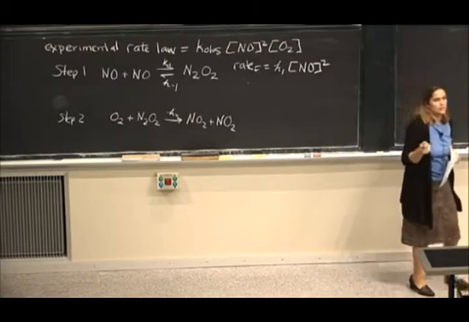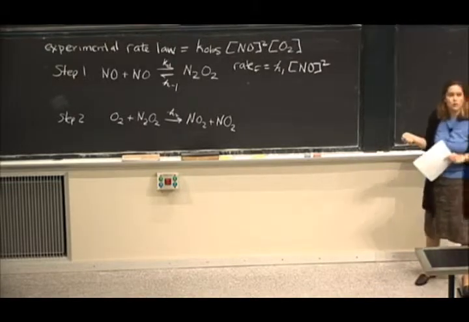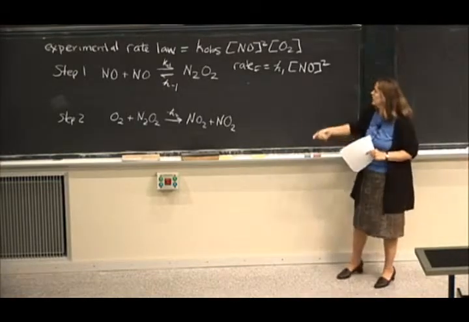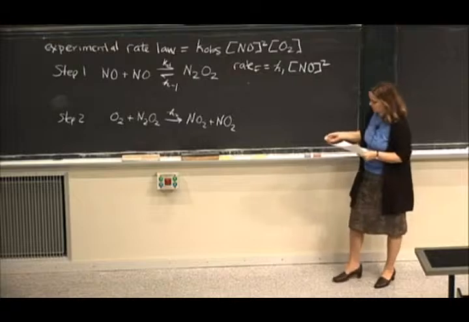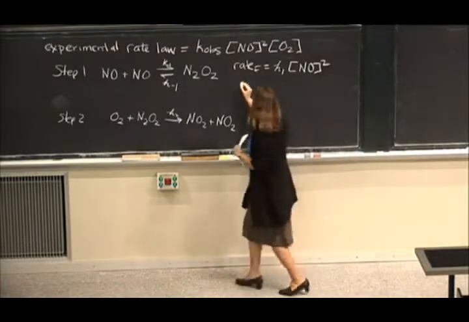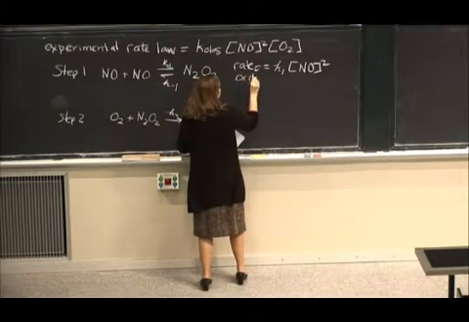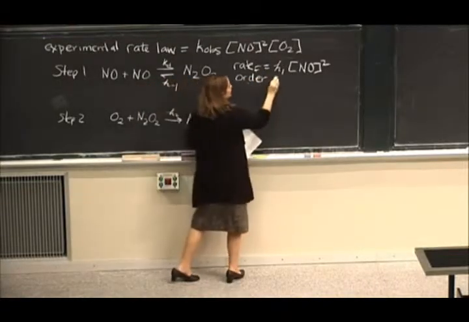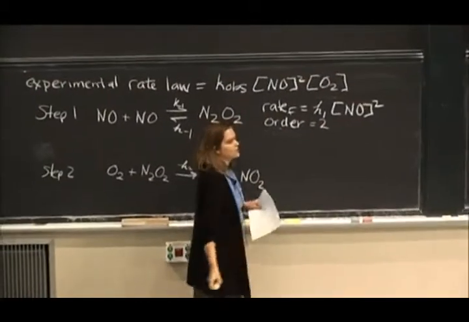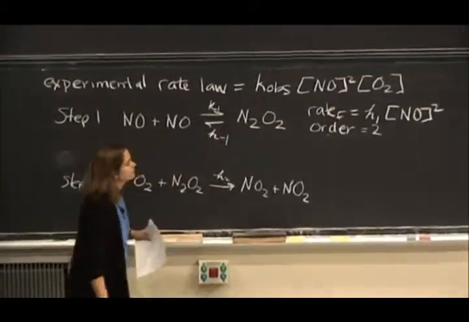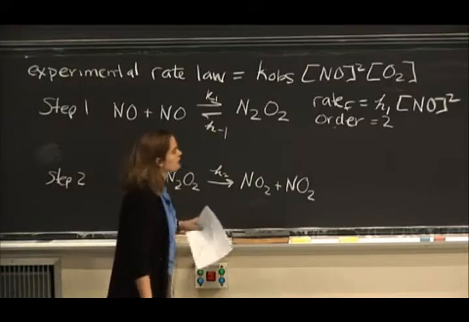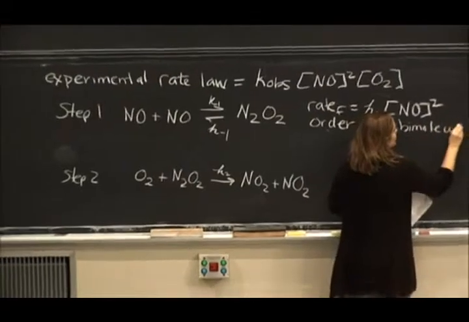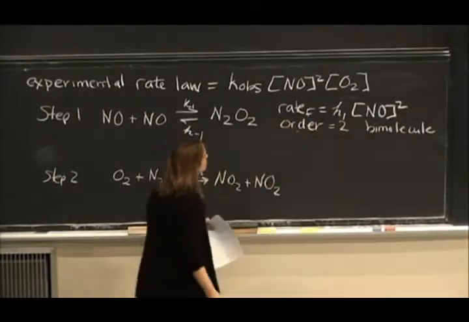For an overall reaction, you can't do that. It has to be experimentally determined. But for an elementary reaction or a step in a mechanism, you can do that. So we write it exactly as it occurs. So what would be the order of this particular reaction as written here? 2. And what about molecularity? It would be bimolecular. So we're just getting you used to some of these terms.